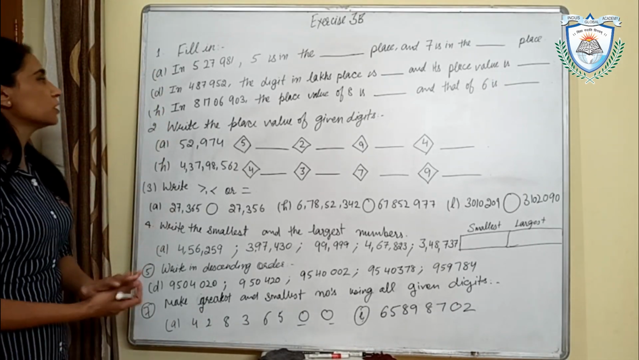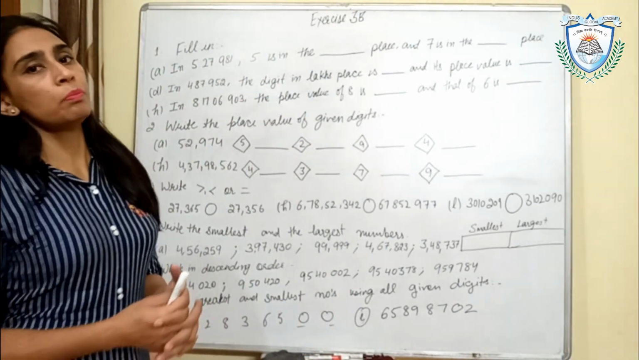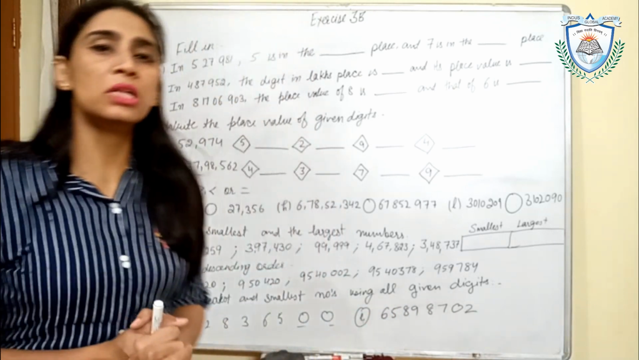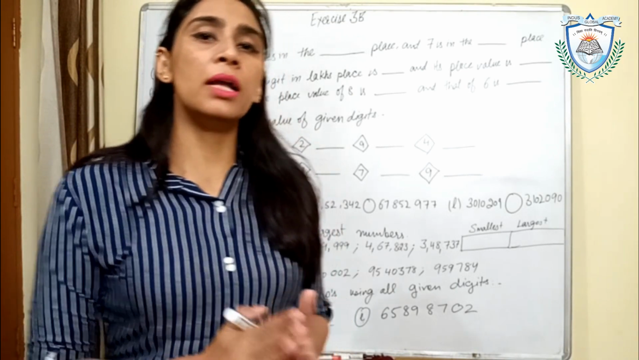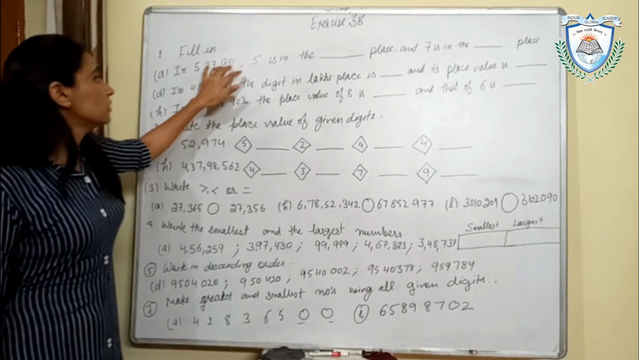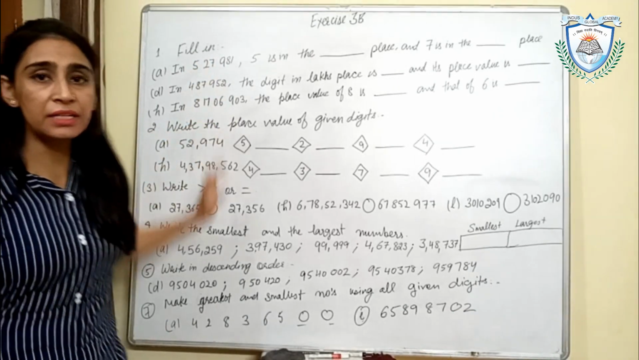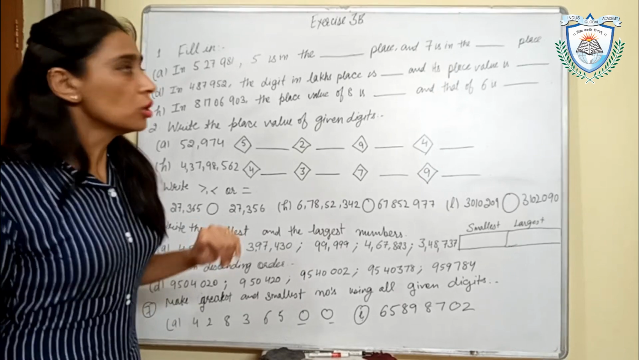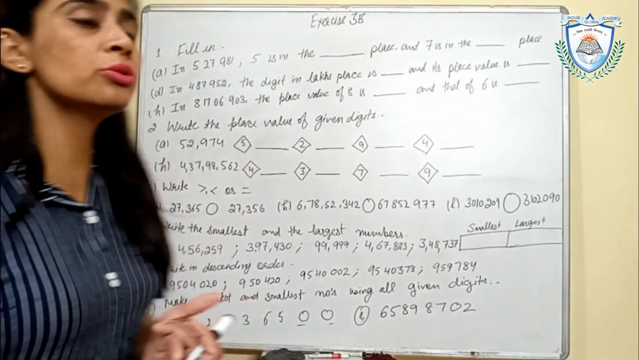Now question number first. In question number first, some fill-ups are given that are based on your place values. We have done in this chapter and in the previous one the Indian place value chart and the international place value chart. We know the places of each and every digit, and we can write those places on top of the digits also. So in question number 1 they have asked basic questions related to this exercise.